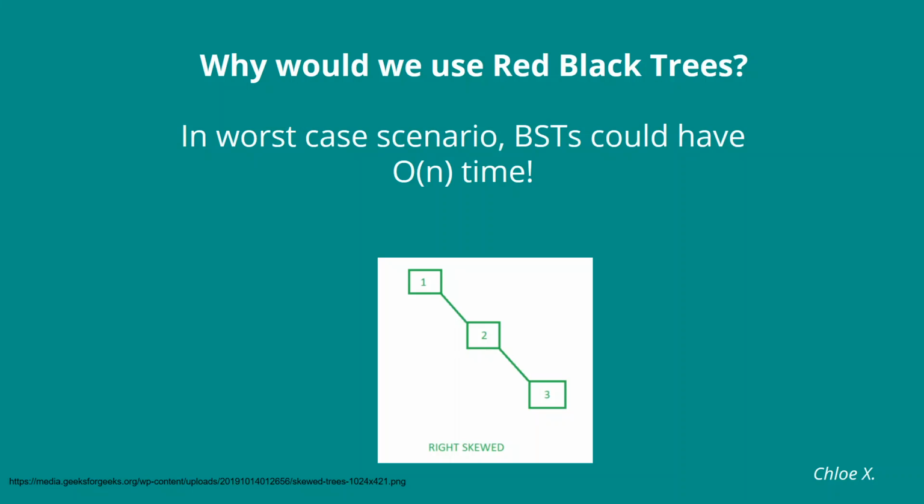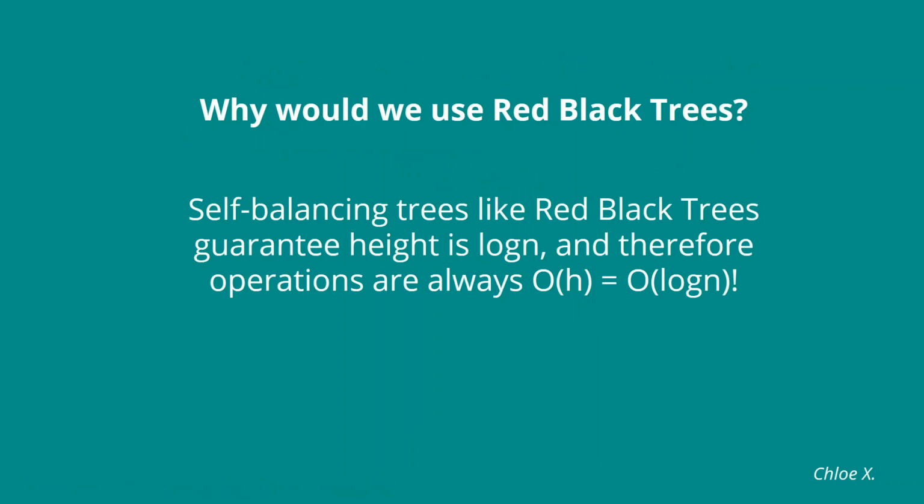However, if the BST is extremely skewed or unbalanced, BSTs would have O(n) time complexity for operations in the worst case. If you searched for the largest element in this tree, you would have to look at every node, which would be O(n) time. Red-black trees solve this issue because they are self-balancing and guarantee that height is log n. Therefore, operations should always achieve O(log n) time complexity, which is better than O(n) time.